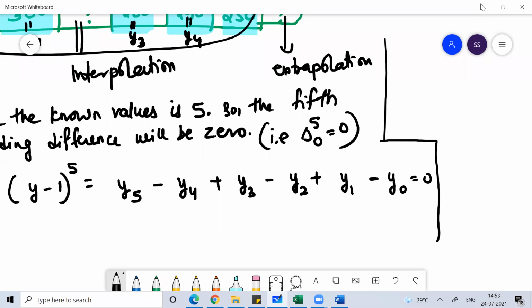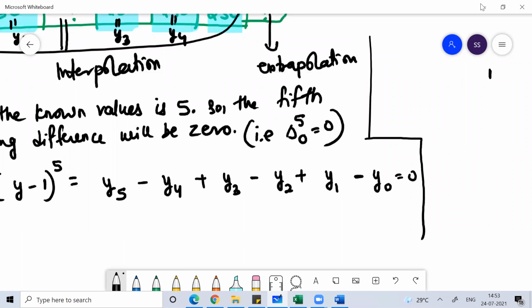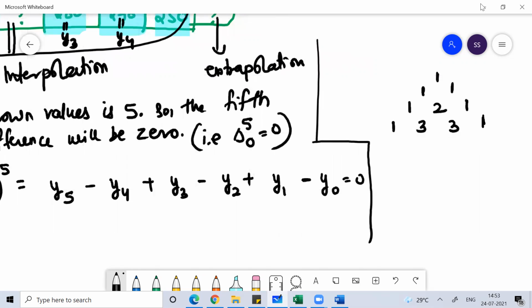And now before this, you'll put coefficient. How will you find that coefficient? Remember the Pascal triangle. 1; 1 1; 1 2 1; 1 3 3 1; 1 4 6 4 1; 1 5 10 10 5 1. This is called Pascal triangle.